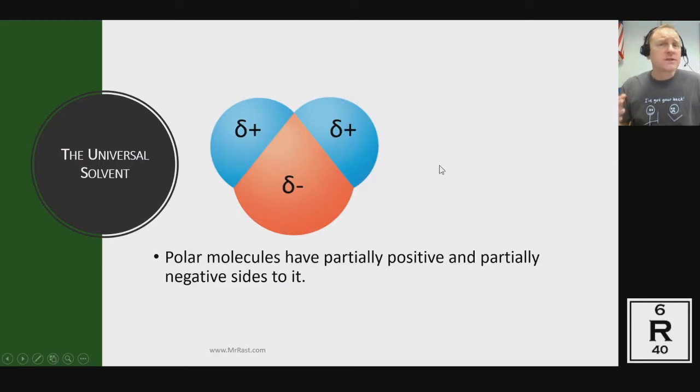What makes water such a good solvent is that it is a polar molecule. Polar molecules have partially positive and partially negative sides. As we've learned before, water is bent, so it's not a linear molecule. It's made up of two hydrogens and one oxygen. The hydrogens are less electronegative than the oxygen. In other words, water has more electrons on the oxygen side than on the hydrogen side, making one side a little more positive than the other, and that's what polar means.